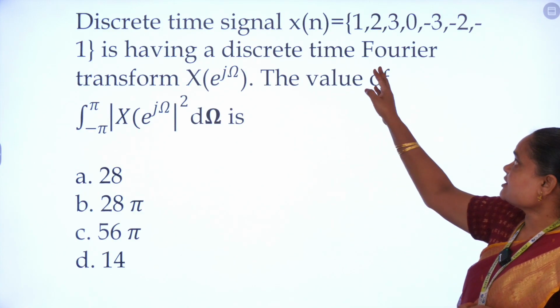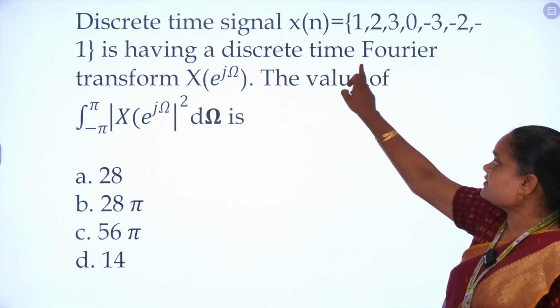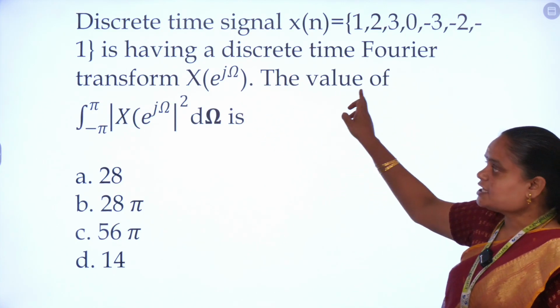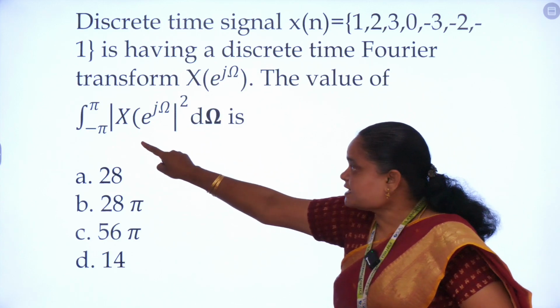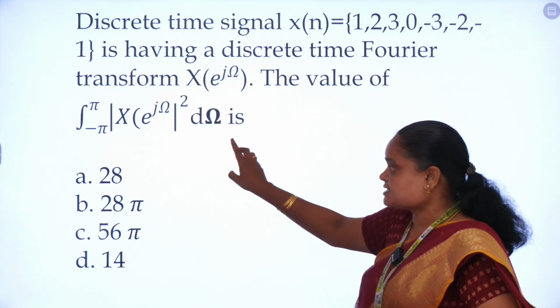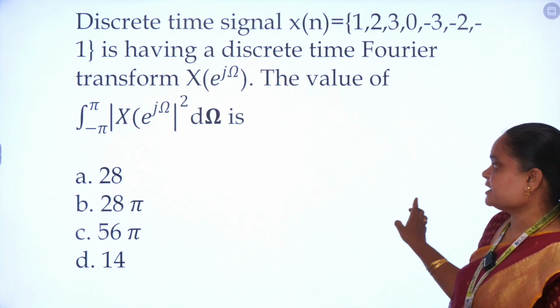A discrete time signal x of n, 1, 2, 3, 0, minus 3, minus 2, minus 1, has a discrete time Fourier transform X of e power j omega. The value of the integral from minus pi to pi of |X of e power j omega| whole square d omega is: 28, 28 pi, 56 pi, or 14 pi.